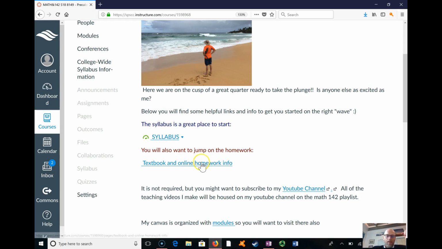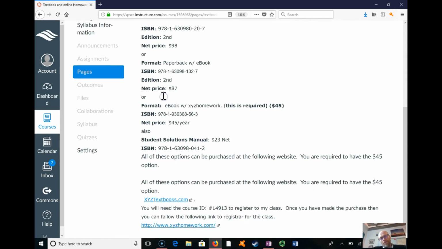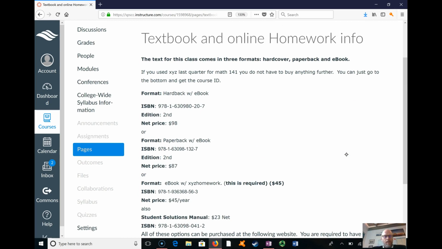The textbook and online homework is very important. So if you click on this, it takes you to that page, and this is where you buy the textbook. The $45 one is the only one that's required because you have to have access to the online homework. And of course, the ebook comes with it. These other ones, if you'd like to have a book in hand, they come with the ebook and the online homework access. They just cost a little more because you're getting a physical book also.